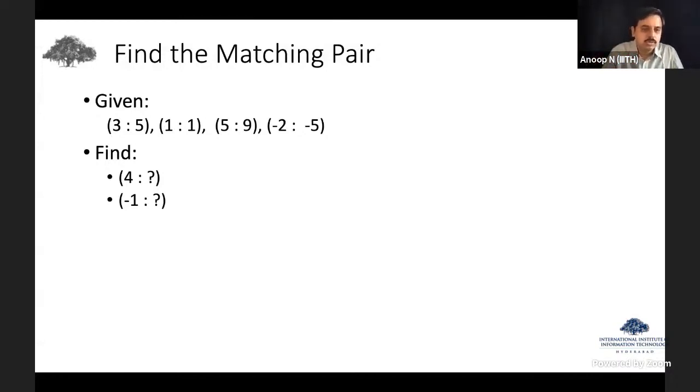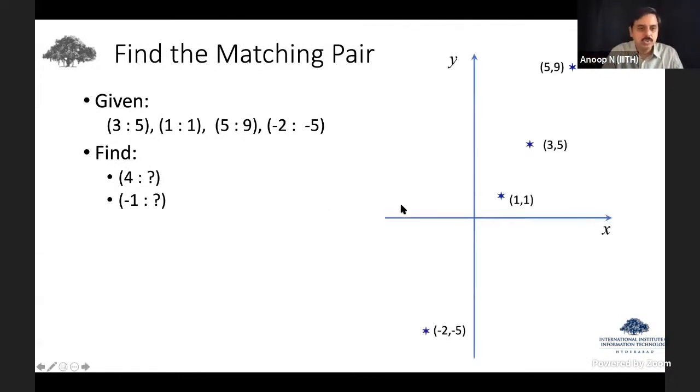So we don't know what order it is. The order doesn't matter between the pairs, but within a pair, that is the mapping. So 3 maps to 5, 1 maps to 1, 5 maps to 9, -2 maps to -5, and so on and so forth. Okay. So how do we do this?